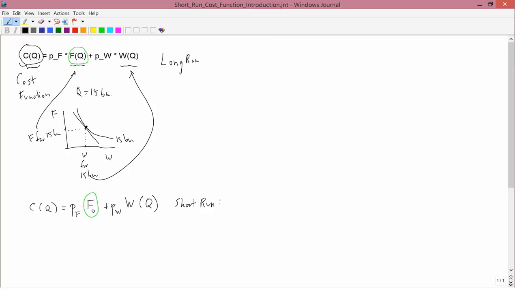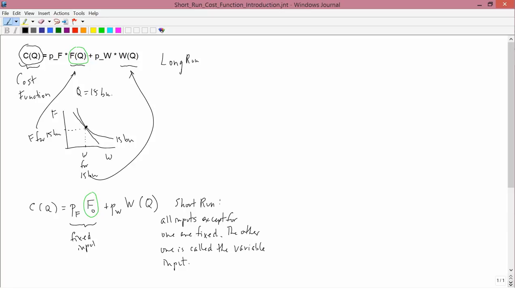To be precise, the short run is a situation where all inputs except for one are fixed. The other one is called the variable input. So in the example, fertilizer is the fixed input, and W, water, is the variable input.